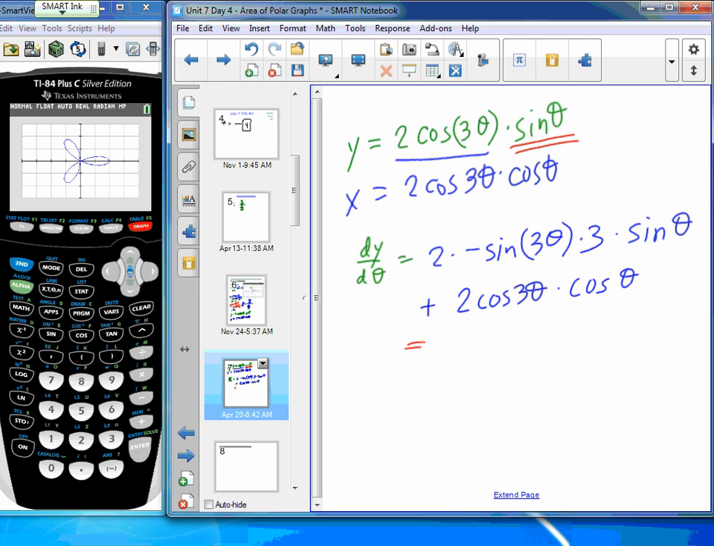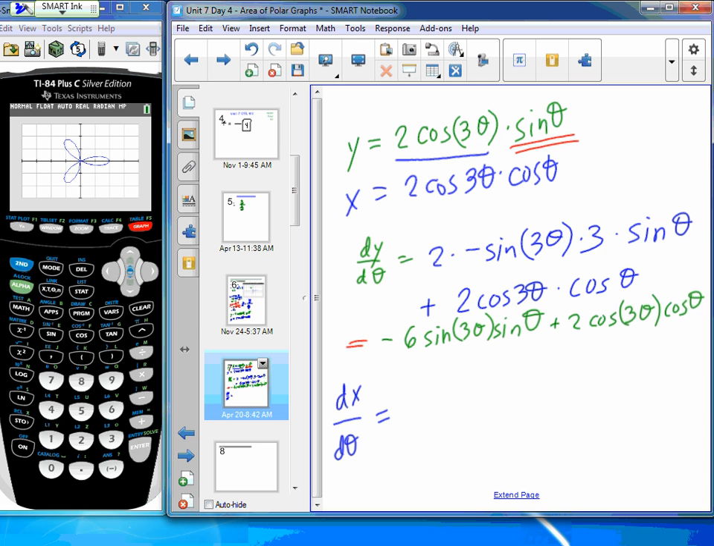Oh my gosh, that's tough stuff. So this is negative 6 sine 3 theta sine theta. Can we write that as sine squared theta? No, these are different angle inputs, so we can't combine them. Plus 2 cosine 3 theta cosine theta. Hope we don't have to do that again. What's dx d theta? I'm thinking we've got a product rule coming again.